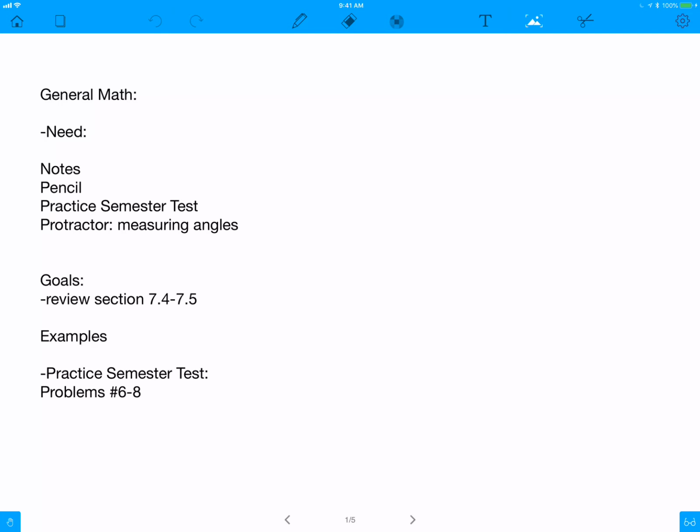Goals: do a couple of review problems from section 7475, which are based on the polygons and doing perimeter and area and volume. We'll do those. We started those the last couple days, so we're going to kind of review that. And then the goals today are to go through your practice semester test and go through the next 3 problems. We voted yesterday to do 2. Today we're doing 3, and then Monday we'll finish with the last 3.